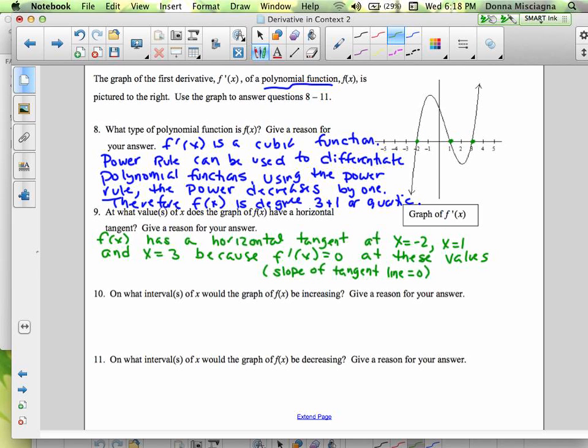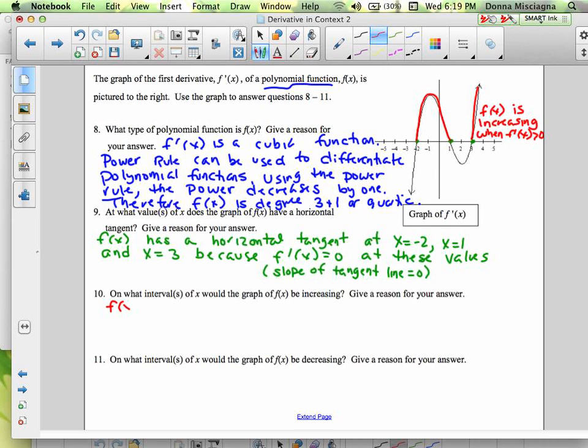On what intervals of x would the graph of f of x be increasing? Remember, these are slopes. So everywhere that the graph of the derivative is above the x-axis, f of x is increasing when f prime of x is greater than 0. So that's our little reminder there.